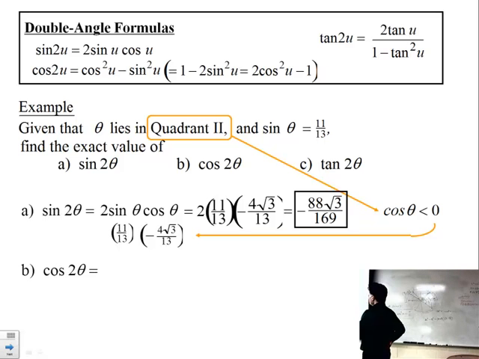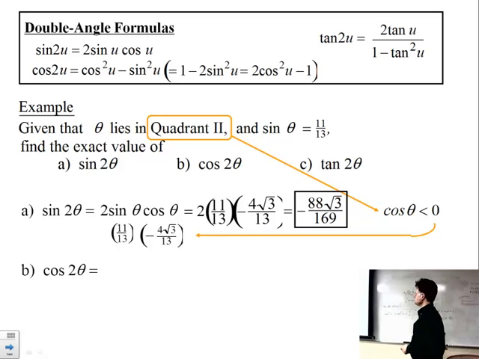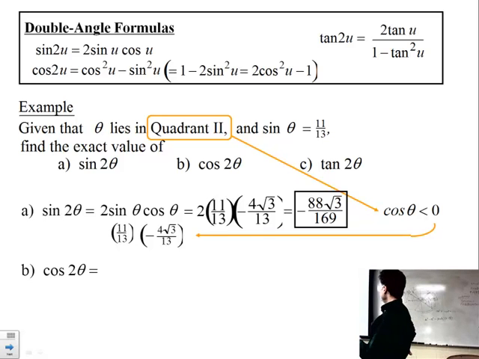So, at least for sine, I need both sine of theta and cosine of theta. So I've got to find cosine of theta if I'm going to do part A. And for part B, I already know sine of theta, and so I could, say, use this one. But for part C, I need to know tan of theta, which requires both sine and cosine of theta.